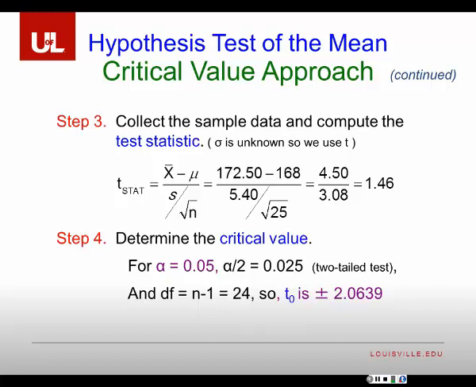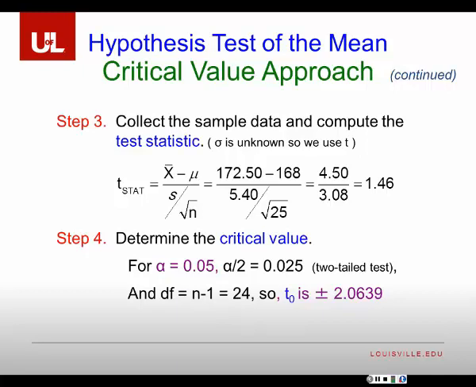We take the sample mean, subtract it off from the claim, divide through by the standard error. Here our observed value is 1.46. Okay? This is our test statistic. Then we need to go to the table and find the critical value.